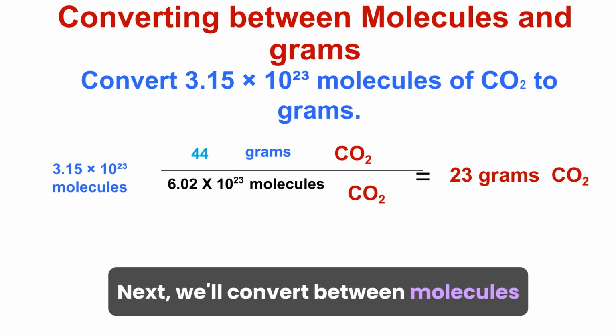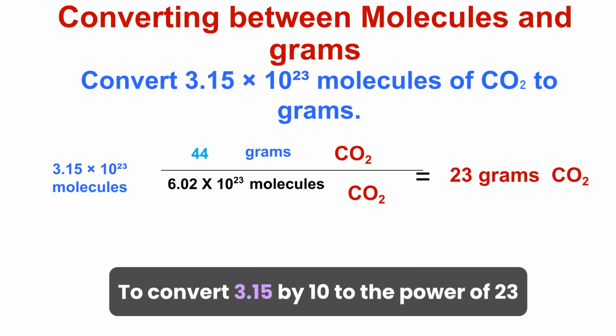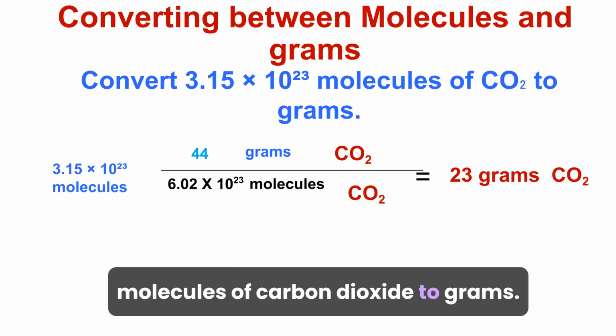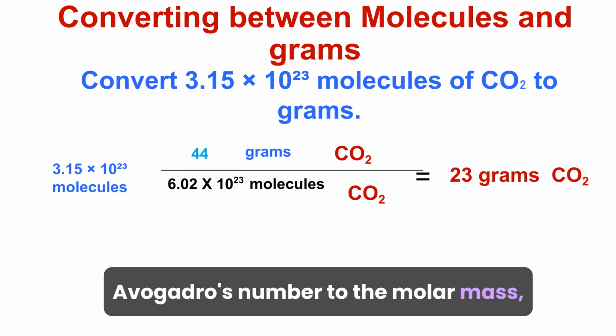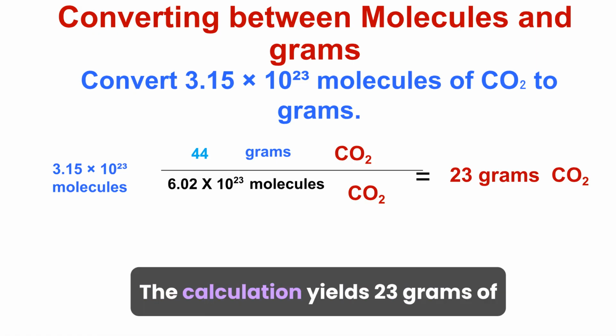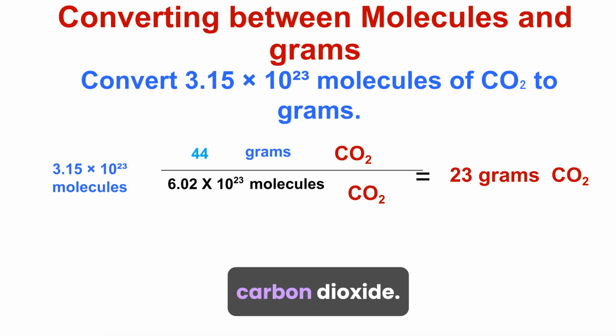Next, we'll convert between molecules and grams. To convert 3.15 by 10 to the power of 23 molecules of carbon dioxide to grams, we use a conversion factor relating Avogadro's number to the molar mass, which is 44 grams. The calculation yields 23 grams of carbon dioxide.